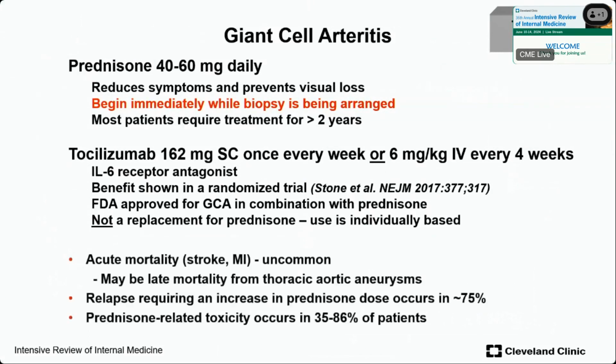The acute mortality risk, such as from stroke or myocardial infarction in giant cell arteritis, is uncommon, but as noted, there may be late mortality from thoracic aortic aneurysms. Relapses requiring an increase in prednisone dose occur in about 75% of these patients, and prednisone-related toxicity, again, can occur in about 35 to 86% of patients, representing causes of morbidity and also potentially mortality.